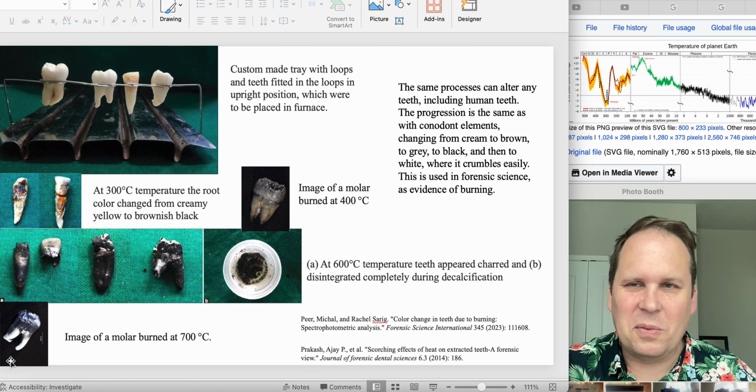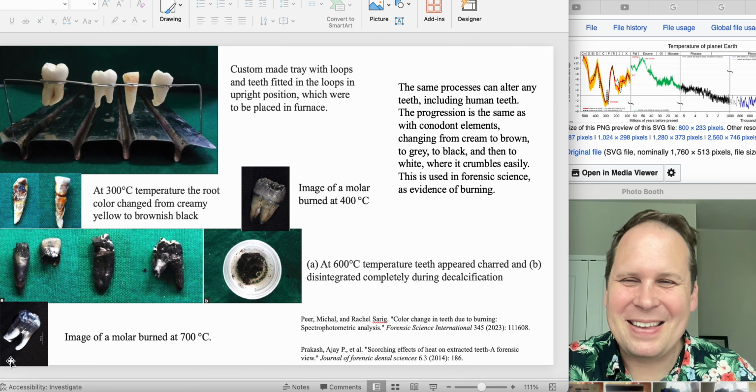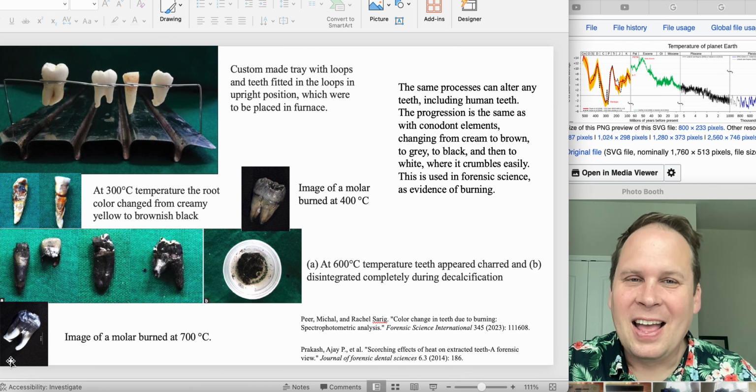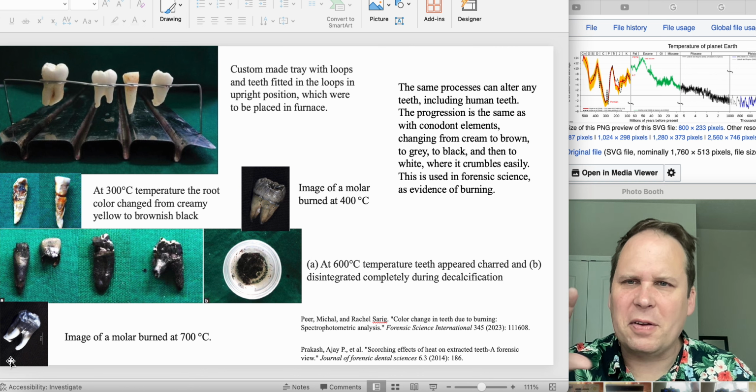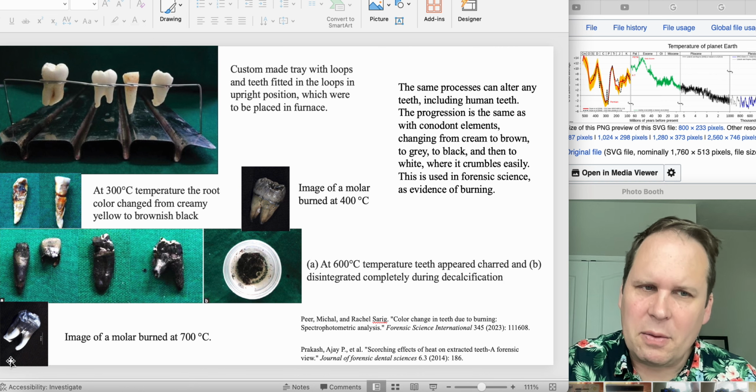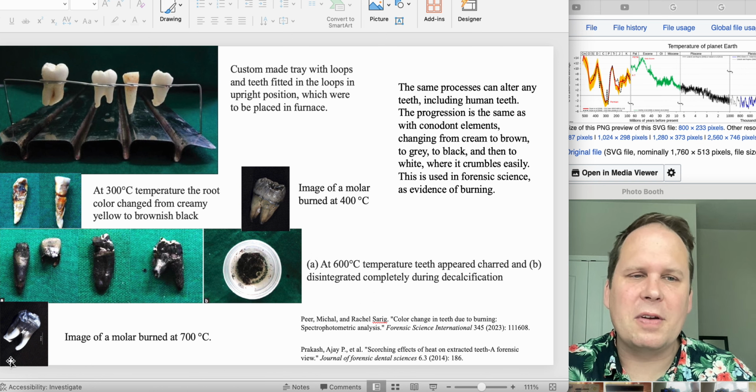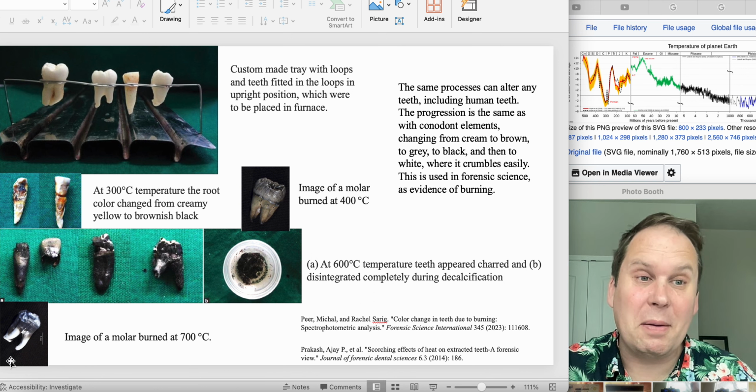Can this happen with us now? Oh, you betcha. Yeah. Here's some pictures from a fascinating paper. These are actual human teeth. This is from actually two different forensics journals. They're looking at what happens to human teeth over time with temperature.